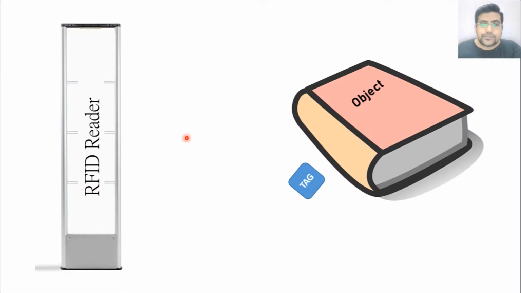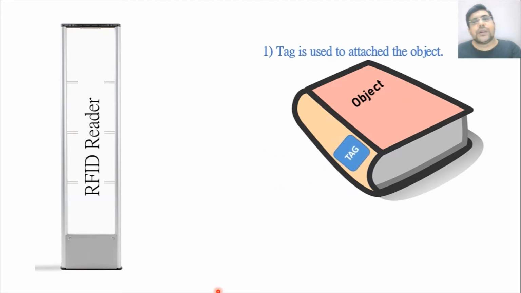There are two main components in RFID. One is the RFID reader. The second is the tag, sorry, not the object. The second is the tag. So the RFID reader and the RFID tag. The tag is used to attach to the object. This is one of the objects.